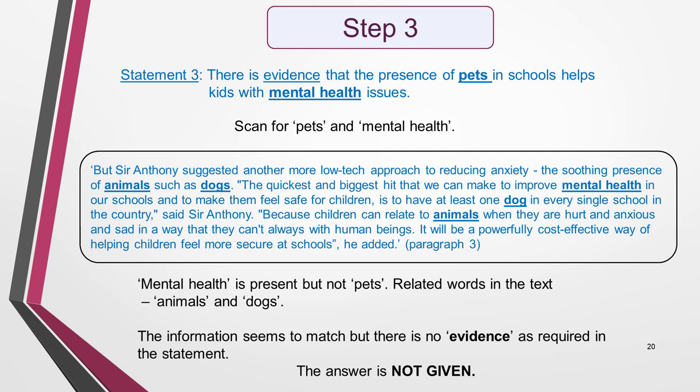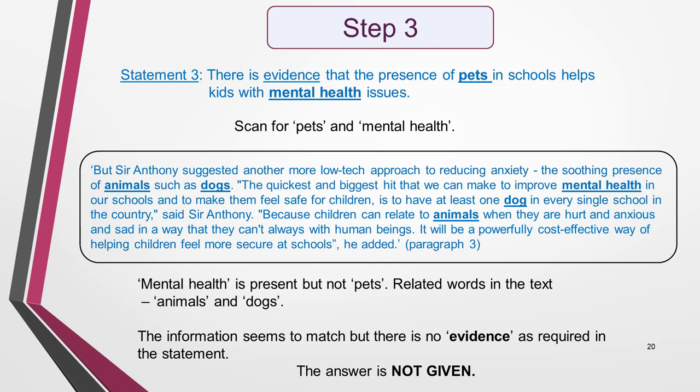I now read statement 3 again, to make sure I understand it, then choose my keywords. In this case, pets and mental health. I then scan for these. I easily find mental health, but there's no mention of pets in this part of the text. I do, however, spot the words animals and dog, which might have been used to paraphrase pets. I read in detail to get the meaning of the text.